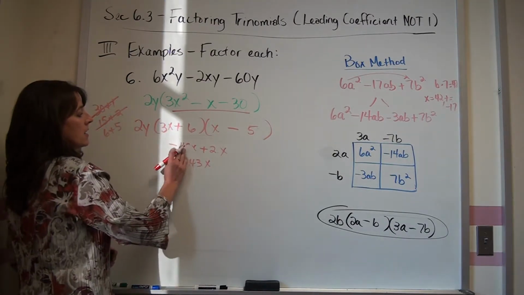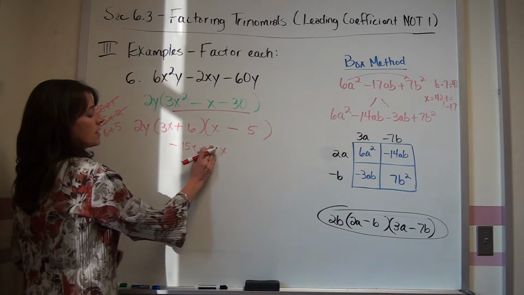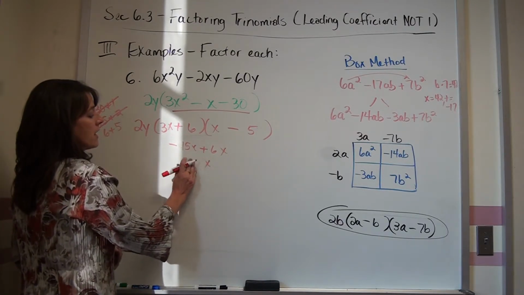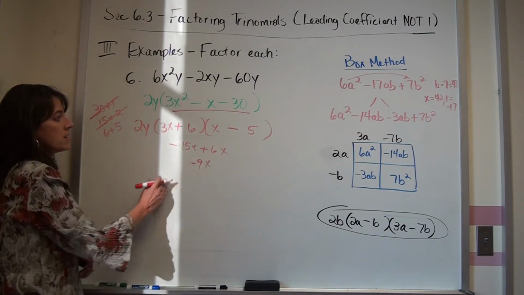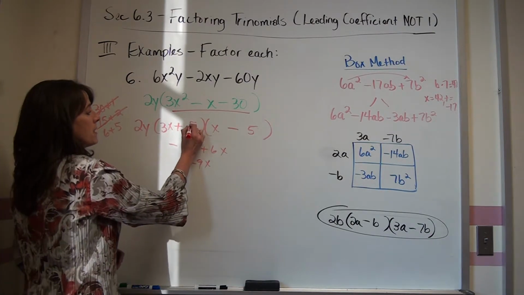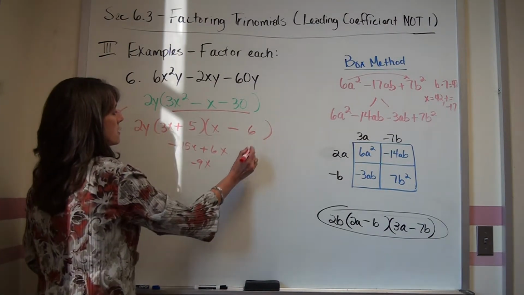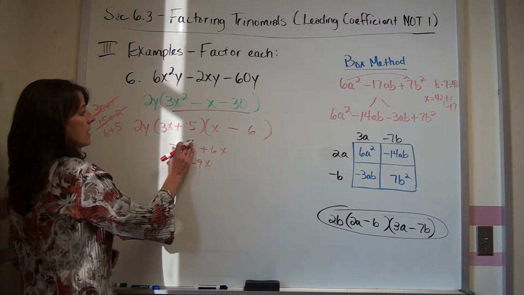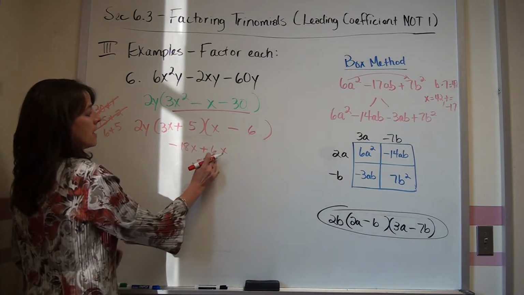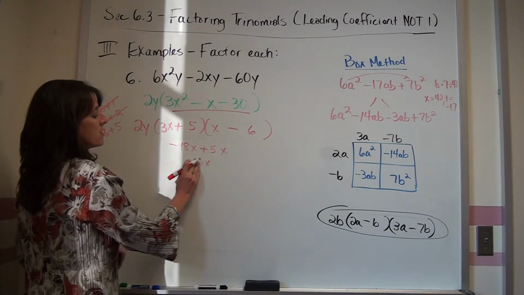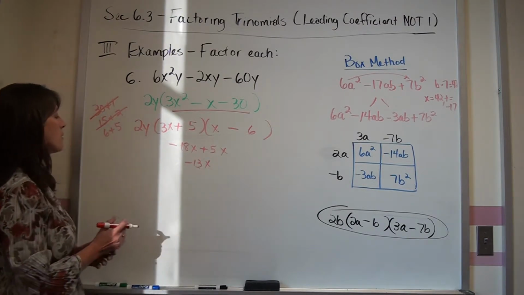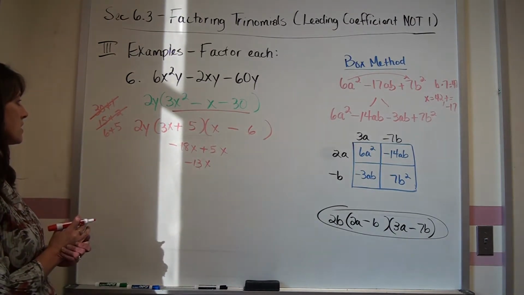On the outside, I get a negative 15x. Inside, I get a positive 2x. There's a negative 9x. Still not right. Switch it up. Make this the 5 and make this the 6. Now on the outside, I get a negative 18x, and inside, I get a positive 5x. There's a negative 13x. I believe I missed something with the 15 and the 2.